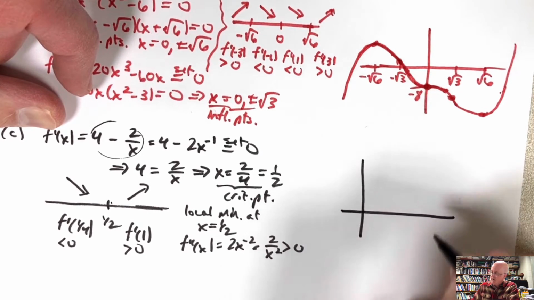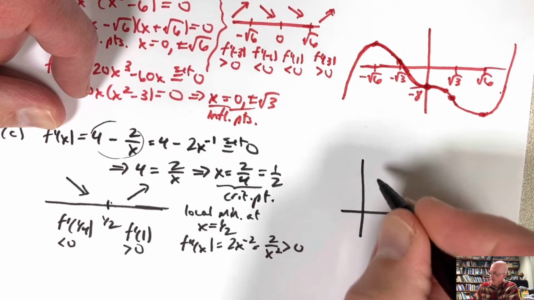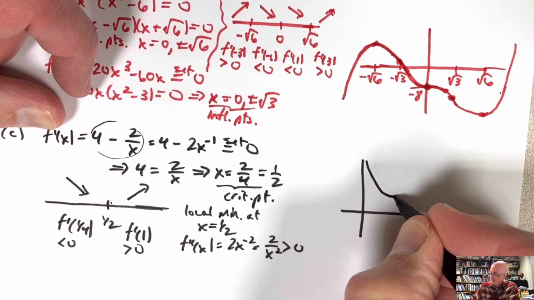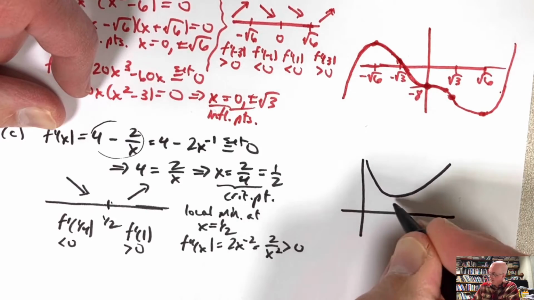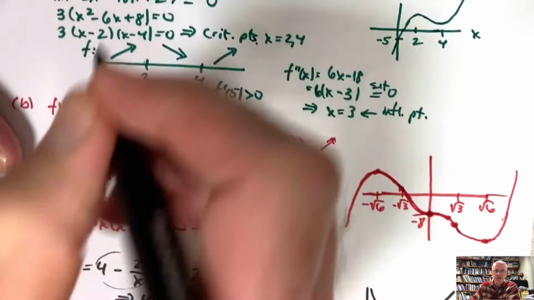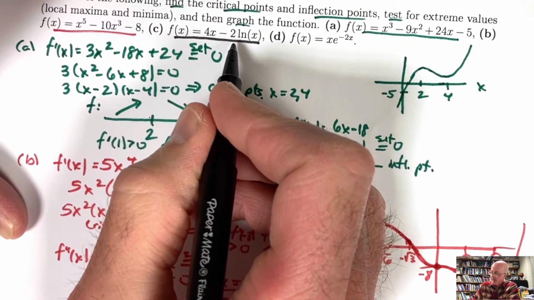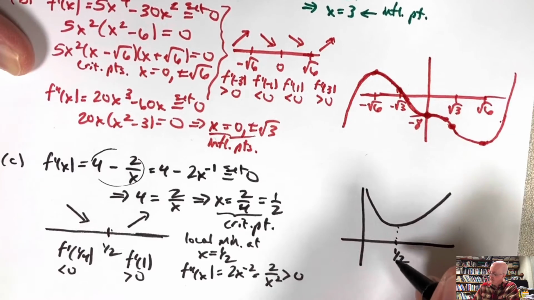If you plot this function on your calculator, I'm not going to bother doing so, what you're going to see is something about like this, with a local minimum at 1/2. It never goes negative in value. This function, if you plug in different values of x, is always positive. And again, a local minimum at 1/2.